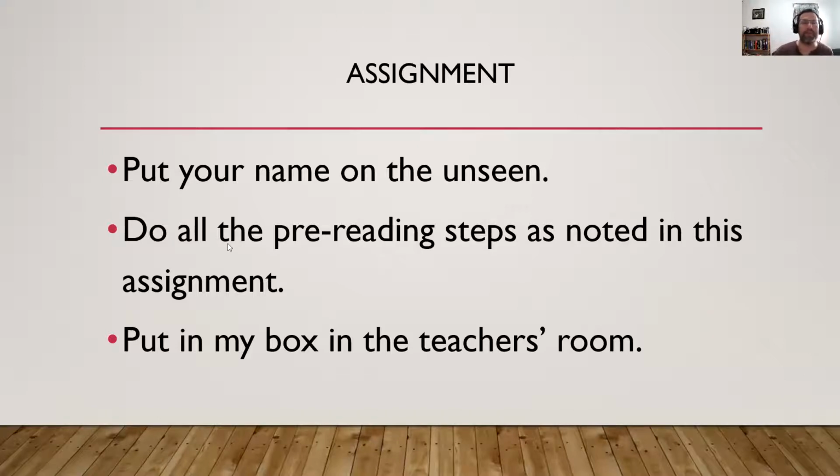So what you do is you put your name on the unseen, you make sure you did all the steps so far as noted in this assignment, and you put it in my box in the teacher room.